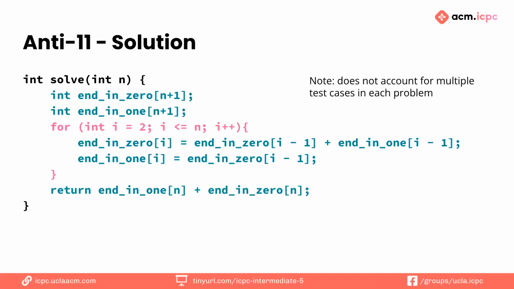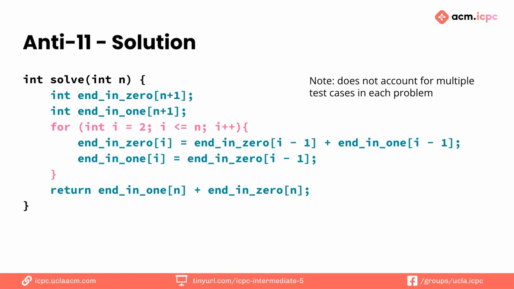If we're solving this problem for a string of length n, we're going to keep track up here of the number of valid strings that end in 0 and the number of valid strings that end in a 1. For the number of valid strings that end in a 1, the previous n-1 characters have to end in a 0, because you can't have two ones adjacent to each other. But for the strings that end in a 0, anything before it is fine.